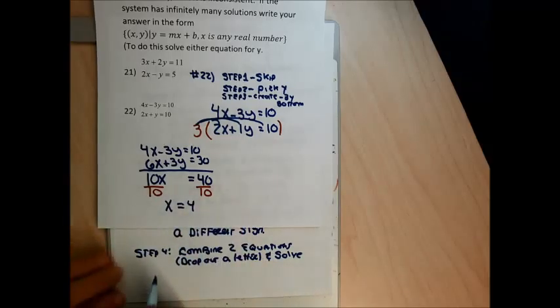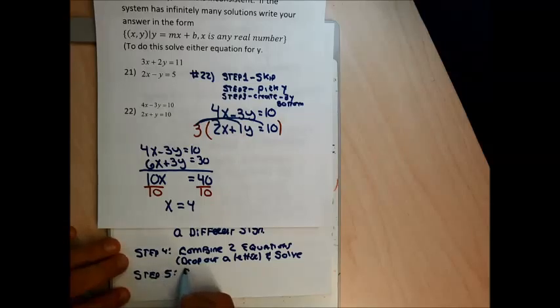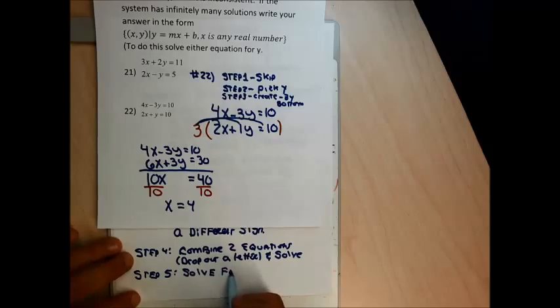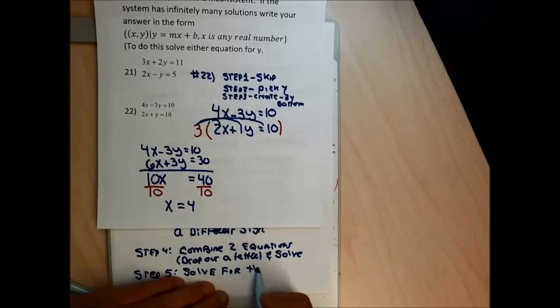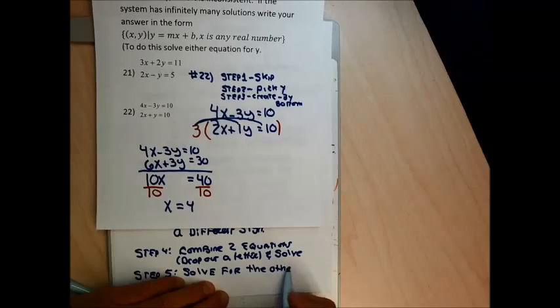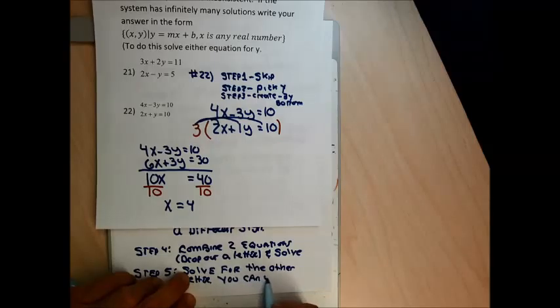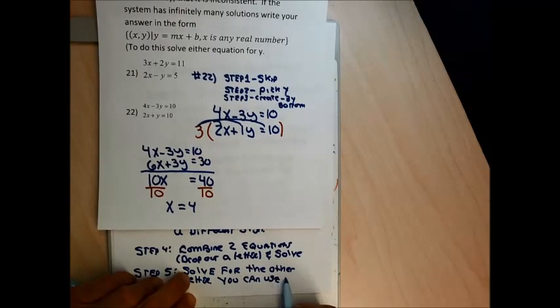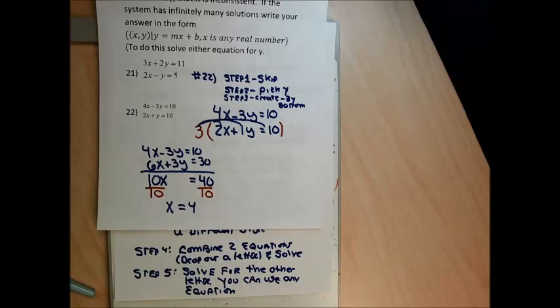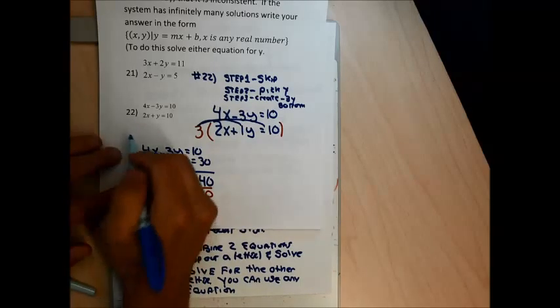Almost done. Step 5. Solve for the other letter. And you can use any equation. They all will give exactly the same answer when you go to solve for that letter. So this was my step 4.